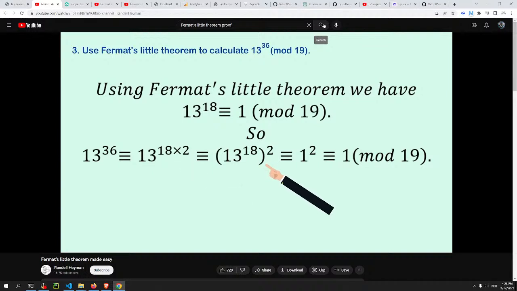That's congruent to 13 to the 18 all squared. And we know that 13 to the 18 is 1 by Fermat's little theorem. So we've got 1 squared, which is equivalent to 1. So that's that one. What about if we got this slightly different?